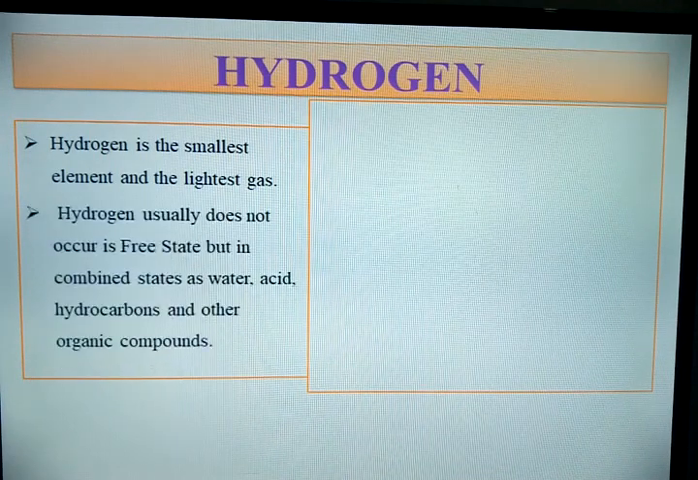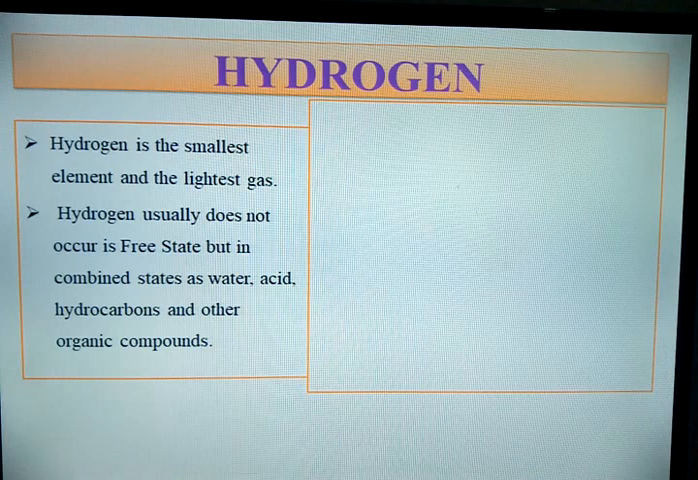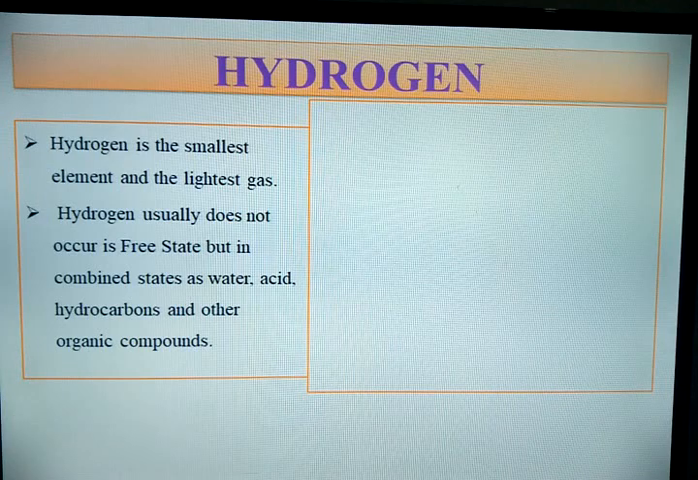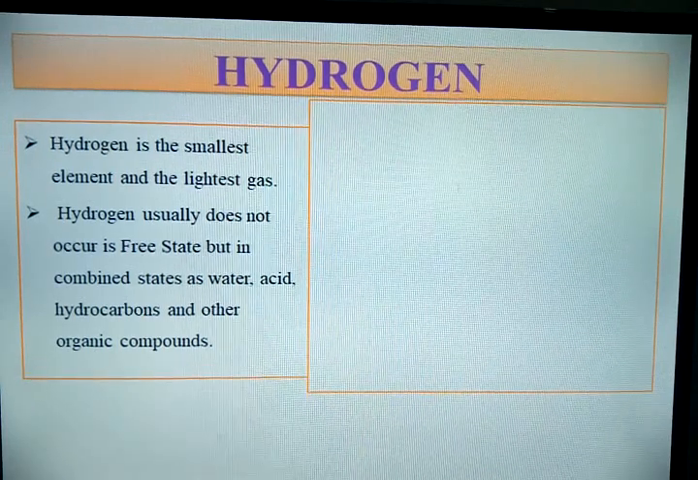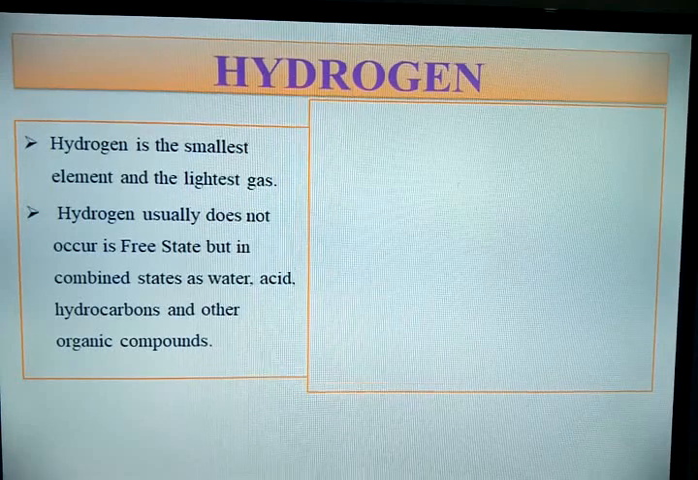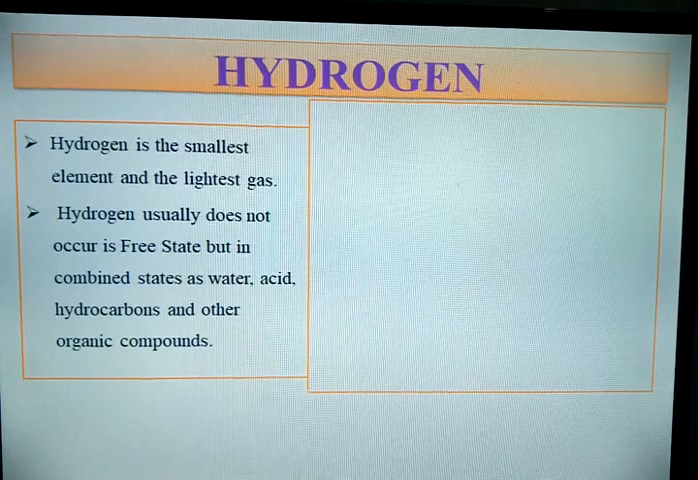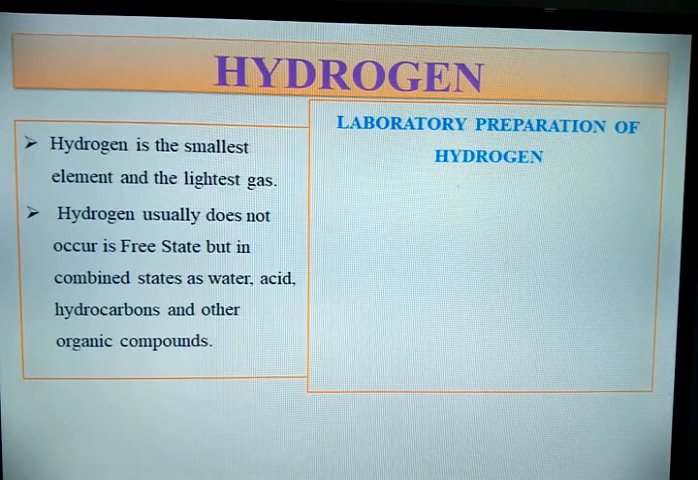We look at, and it usually does not occur in free state, but in combination with water, sometimes in acids, because we all know that an acid, when you dissolve it in water, releases hydrogen ions as the only positive ions in solution. Then it can be part of hydrocarbons and some other organic compounds. So within those compounds, differently, we find hydrogen, and we can use it to handle different things.